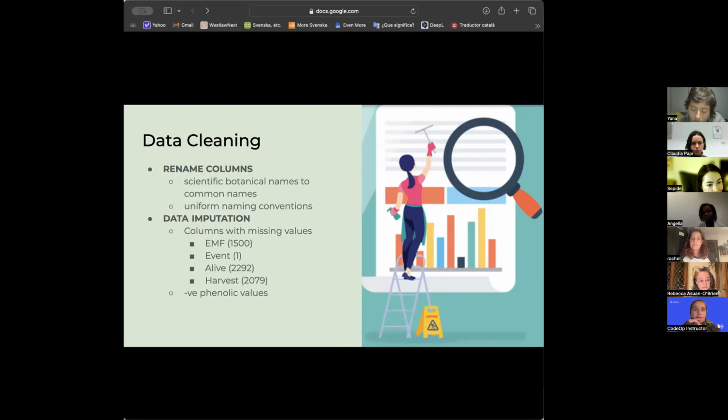So approximately 2,300 sample data sets were missing. Also, the harvest column had over 2,000 data sets missing, and we also imputed that with 0 to mean that that particular ID or particular tree was not harvested. We also noted that there were negative phenolic values, and we thought it didn't make sense to have a negative value, so we imputed that with a 0. Next slide, please.